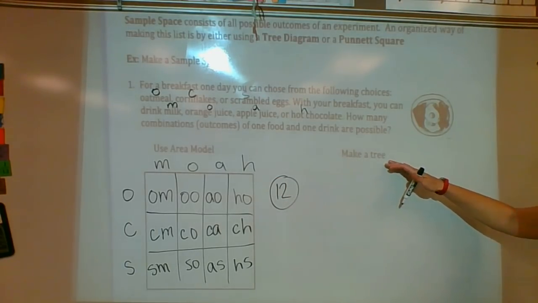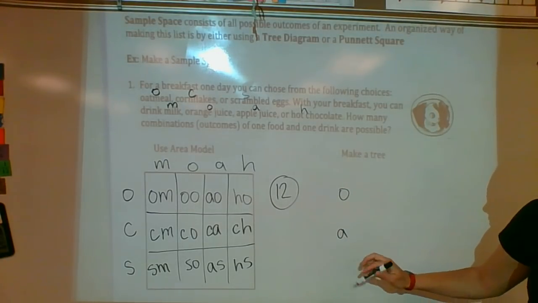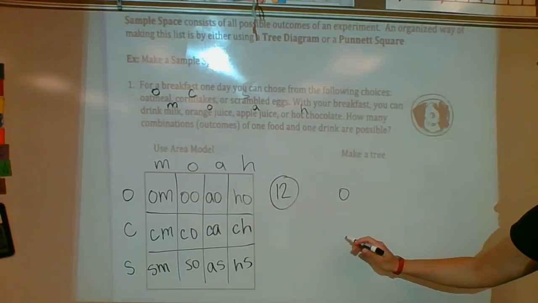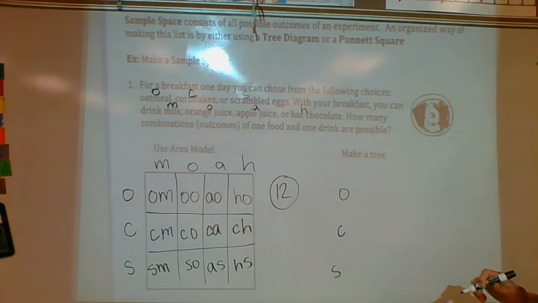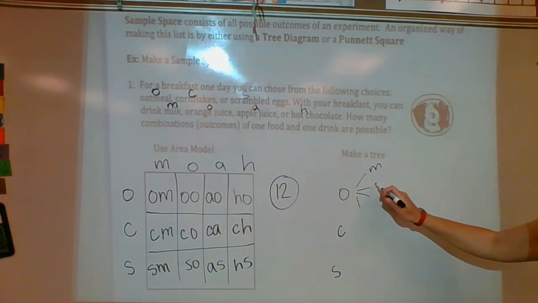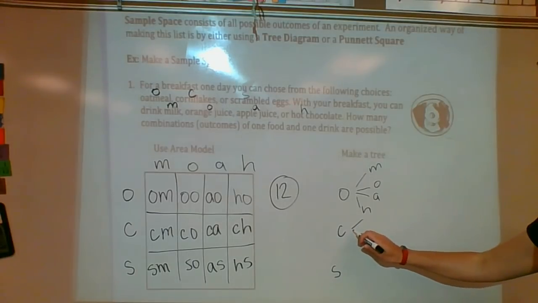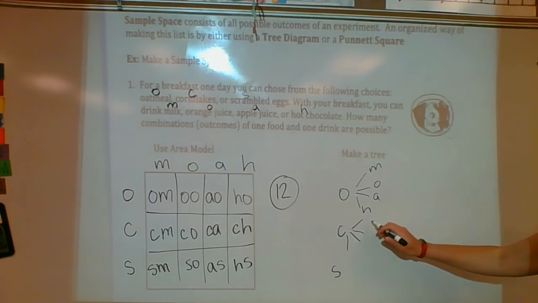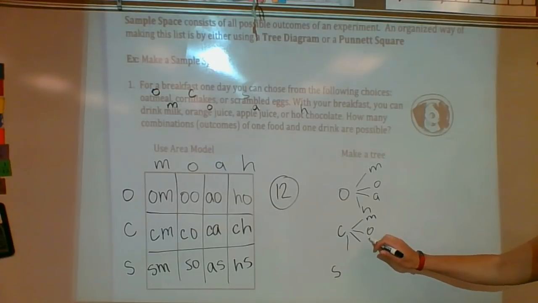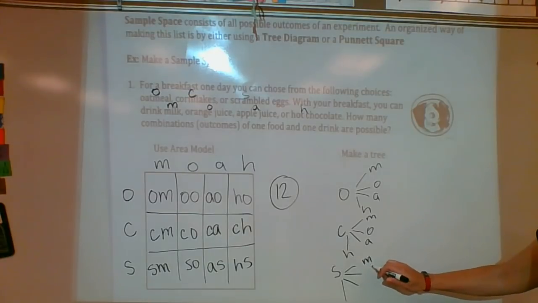My other way is to make a tree. So I still have my 3 choices: oatmeal, cornflakes, scrambled eggs. From the oatmeal, I could then choose my milk, my orange juice with oatmeal, my apple juice with the oatmeal, or the hot chocolate with the oatmeal. Where you need to be careful is you need enough room for your tree to give you all the options. So cornflakes with milk, orange juice, apple juice, hot chocolate. I could do my scrambled eggs with milk, orange juice, apple juice, hot chocolate.